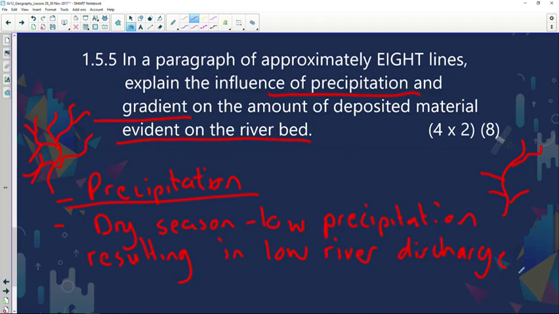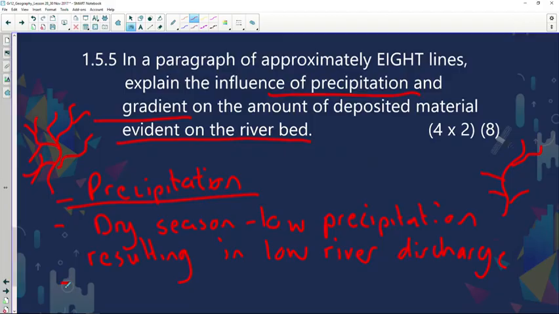For instance, there's discharge coming from the upper and middle course. The upper course, remember, is vertical erosion taking place. The middle course, we've got lateral and vertical erosion taking place. What happens in the low course? Deposition. But keep in mind, this river is only going to be discharged in rainy season because there's no water in the river channel. So what else can we write over there? Now, the carrying capacity of the river is low and deposits the material.